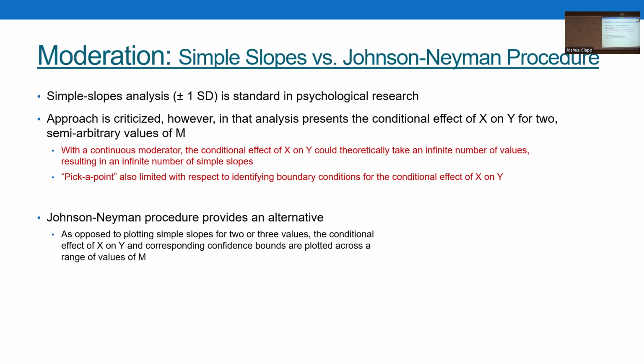Okay. What this is doing is, instead of plotting simple slopes, and simple slopes are nice, I still, when doing moderation, will present simple slopes because people understand simple slopes, people like simple slopes. You've just limited the types of interpretations that you can pull from these, okay? With the Johnson-Neyman, instead of plotting simple slopes for 2 or 3 values, what we're doing here is creating a plot looking at the conditional effect of X on Y and corresponding confidence bounds over a range of moderators, okay?